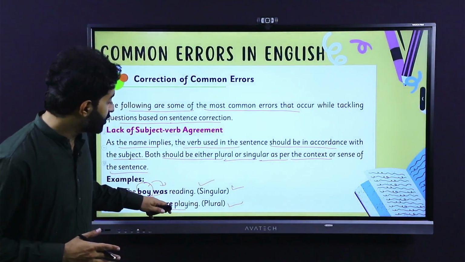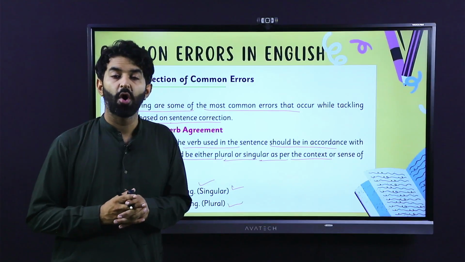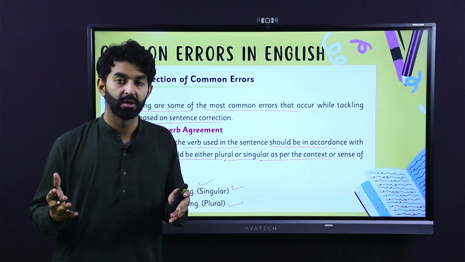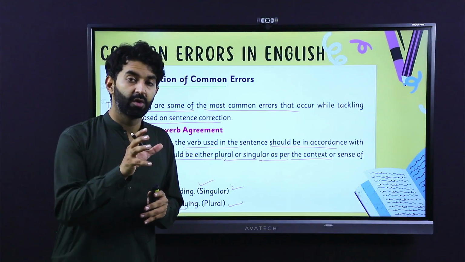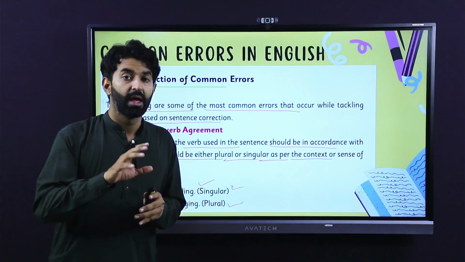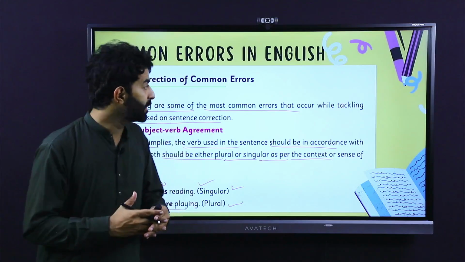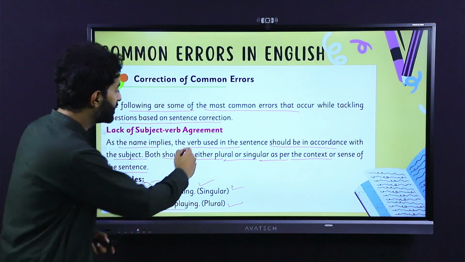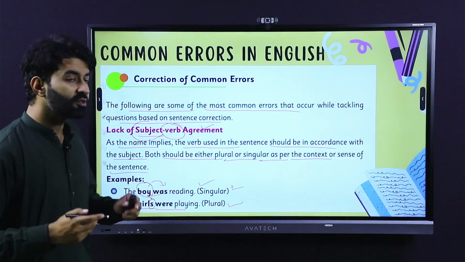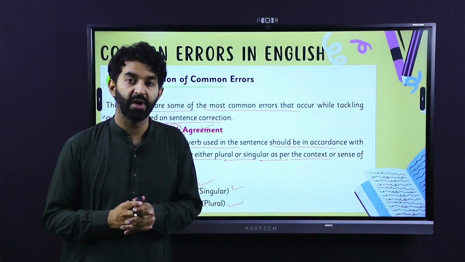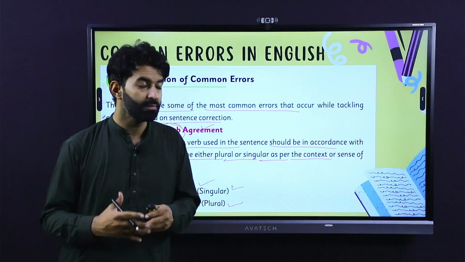And if we mess it up, if we don't take care of it, and we say the boy were going there, now this is lacking subject-verb agreement. So the subject you are talking about and the verb should be in accordance with each other. There should be an agreement between your subject and your verb. This is what we commonly make a very big mistake in when we are not taking care of the subject-verb agreement.